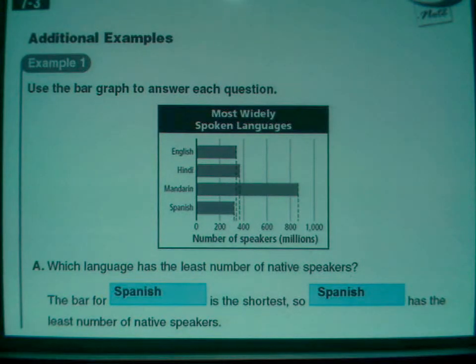So the question being posed based on the bar graph is which language has the least number of native speakers? So really they're asking us which bar is the shortest. And you can see from the dashed lines there that although several of the bars are close, the Spanish bar concludes furthest to the left, so it's the shortest bar. And with the bar for Spanish being the shortest, Spanish has the least number of native speakers.